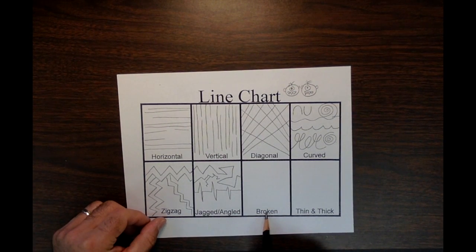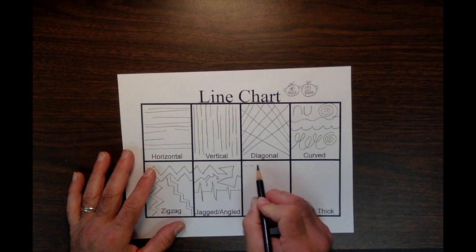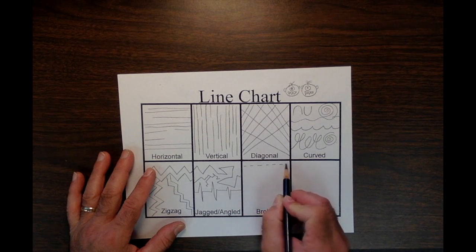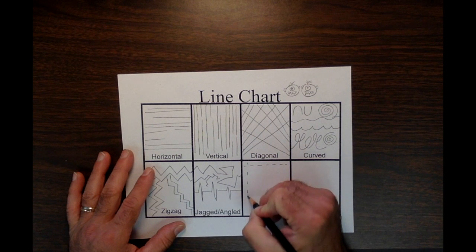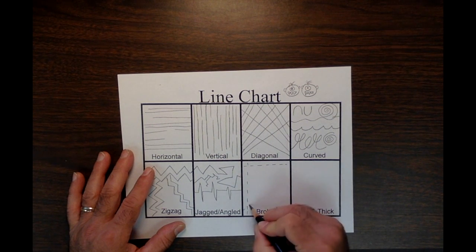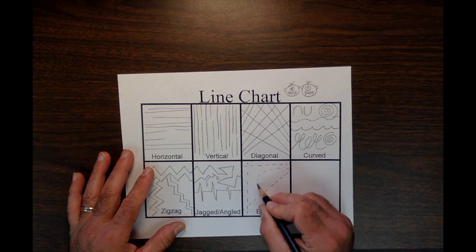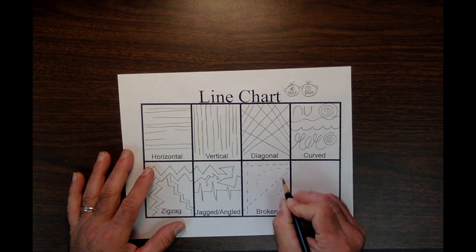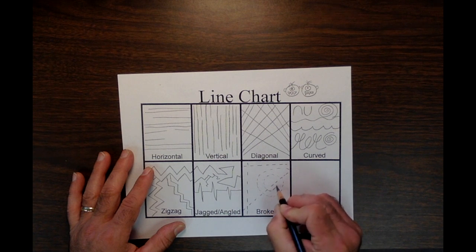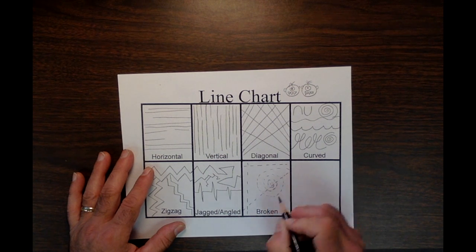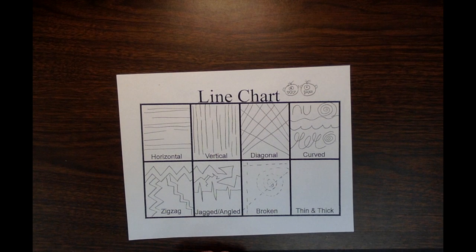Now, going back to our filling up, we only got two left. Broken. Broken lines are any lines with spaces and gaps. They can be horizontal, vertical, diagonal. They can be curved. They can be zigzag. They can be any. As long as there's spaces and gaps, that's what we call broken. Sometimes people nickname it dot or a dotted line.